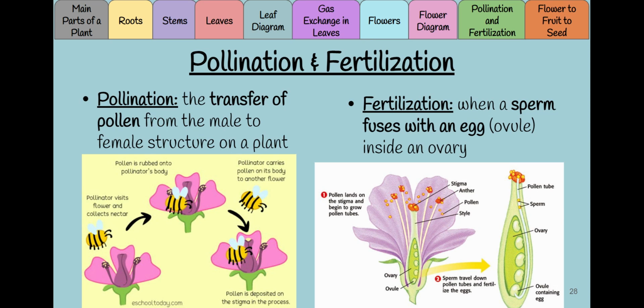Pollination and fertilization. Pollination, the transfer of pollen from the male to female structure on a plant. Fertilization, when a sperm fuses with an egg. This piece of pollen would be the sperm inside an ovary.